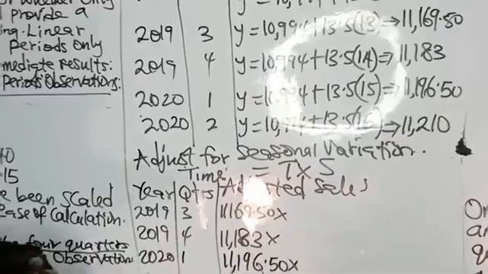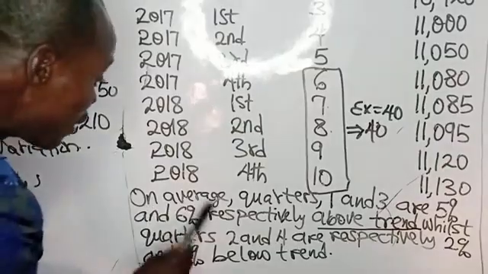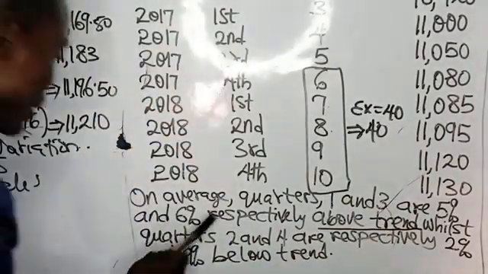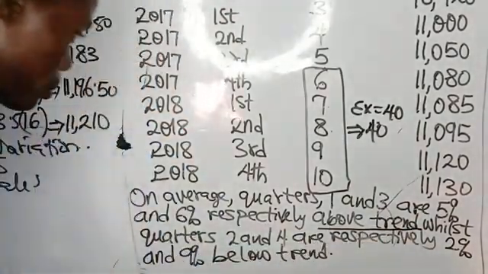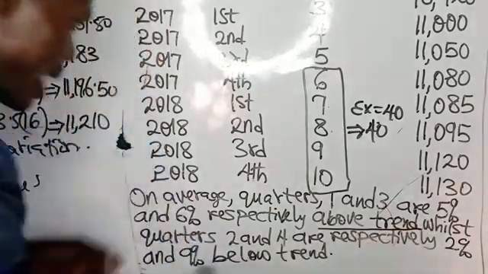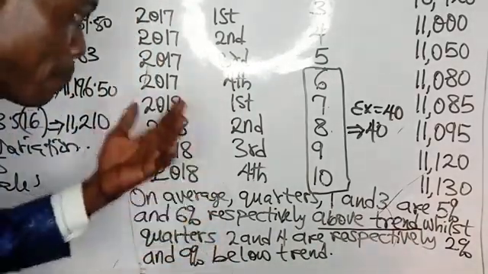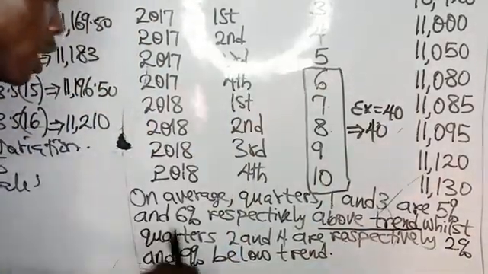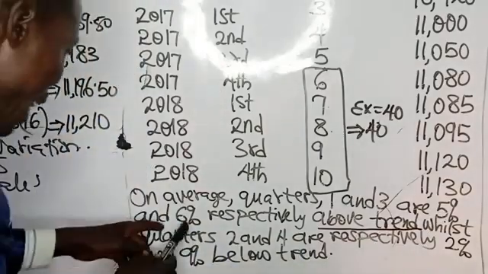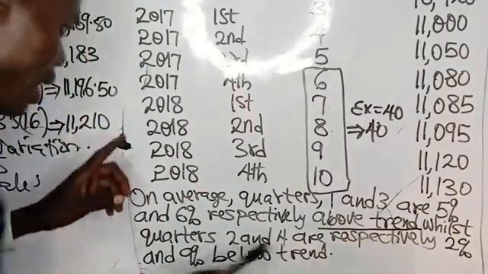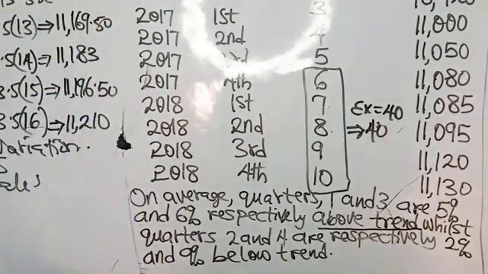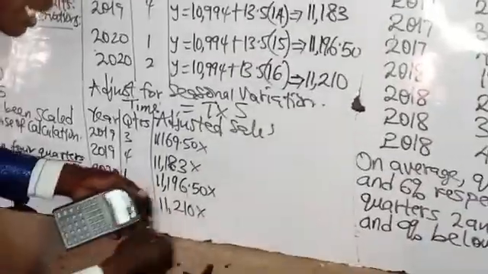Now, what are the seasonal changes? On average, quarters 1 and 3 are 5% and 6% respectively above trend. If they are above trend, the percentage means per 100, so above trend means above 100. So you add 5% and 6% to 100%, giving us 105% and 106% for quarters 1 and 3. So in quarter 1, you will be having 105%.